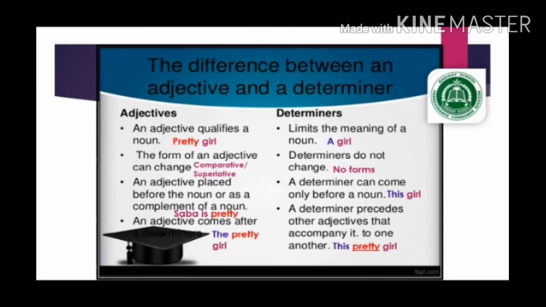On the other hand, a determiner precedes other adjectives. It means that a determiner comes before an adjective that accompanies the noun. For example, this pretty girl. Here, this is a determiner that comes before an adjective, and the adjective comes before a noun.